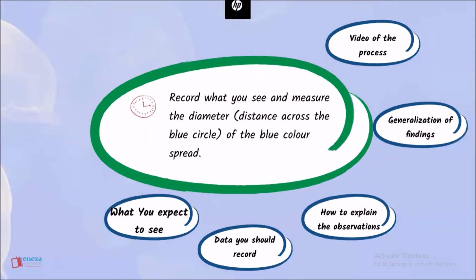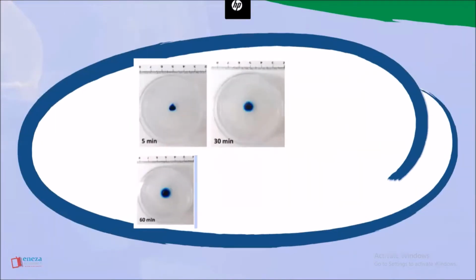You will be required to record what you see and measure the diameter. Diameter in this case is the distance across the blue circle of the blue color spread. This is what you will be expected to see. You will be expected to see the following.